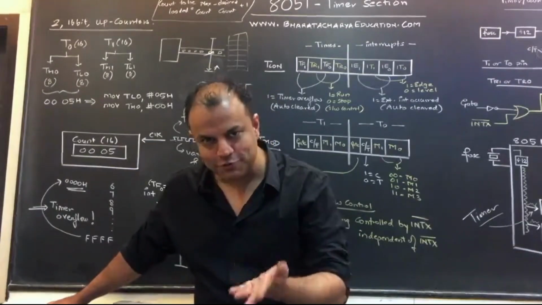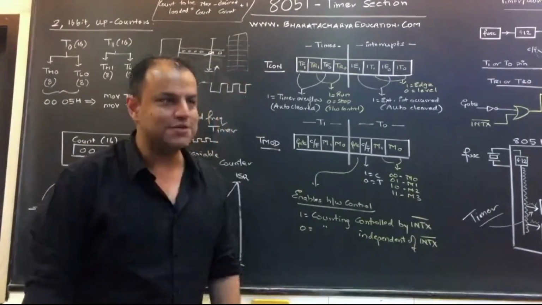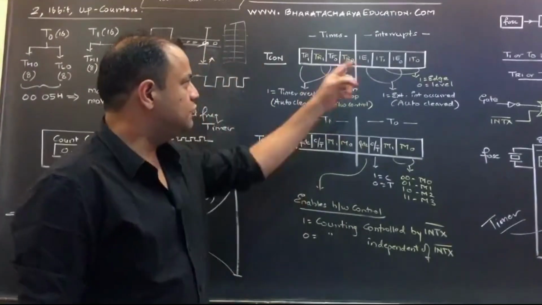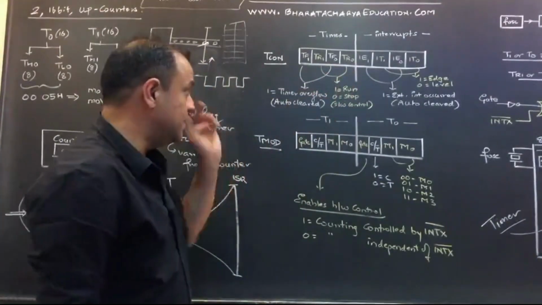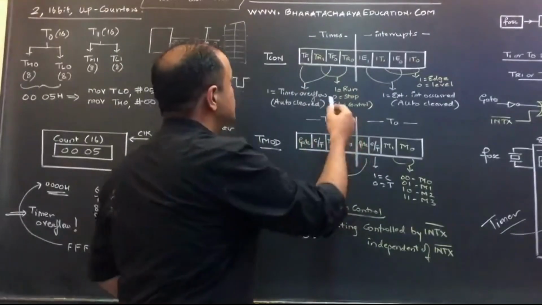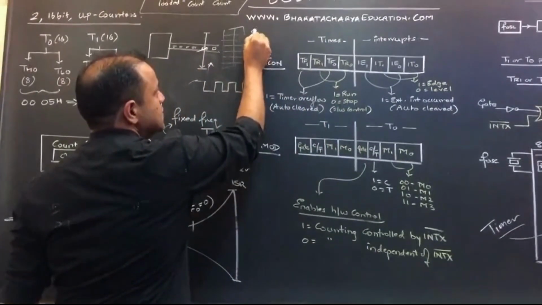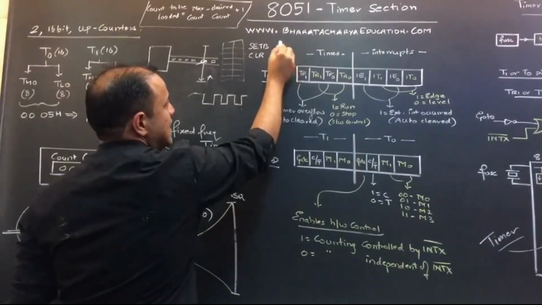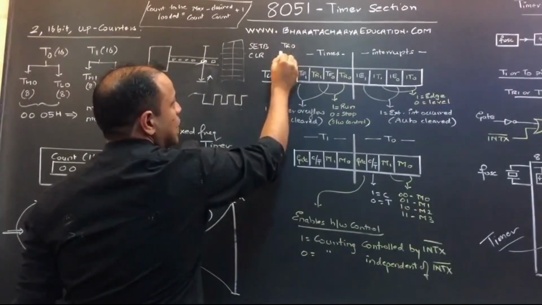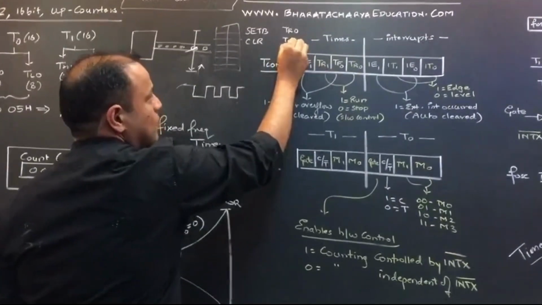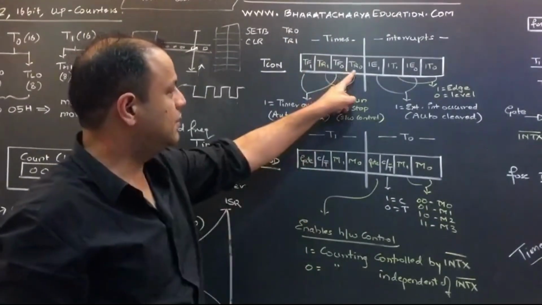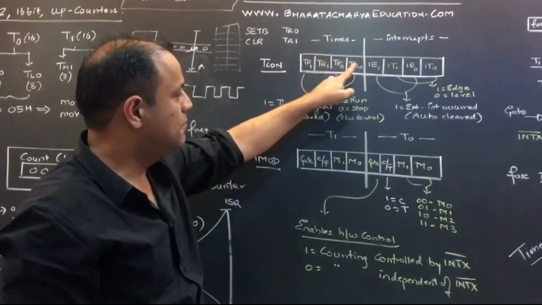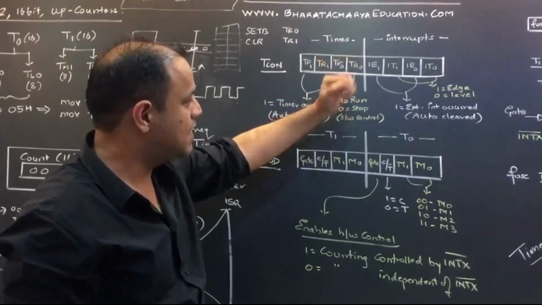How will you make these bits 1 and 0? By instructions. TCON is a bit addressable register. That means you can access each bit individually. So, SETB and CLR, I'm sure you know about these instructions. If I write SETB TR0 and CLR TR1, that means I'm saying make this bit 1, set means 1, and make this bit 0. Making this 1 will start timer 0.